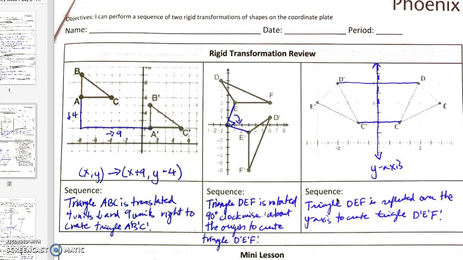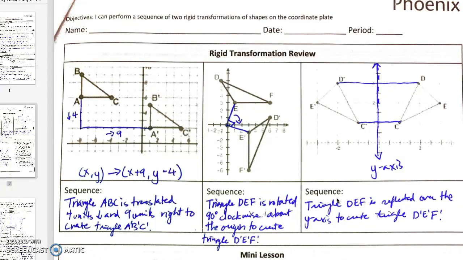And so our criteria for success here are we have our pre-image and post-image, we have our rigid transformation, which is a rotation, we have our degree, which is 90 degrees, we have our direction, in this case it's clockwise, but you would write either clockwise or counterclockwise, and you'd have the point about which your figure is being rotated. In this case, it's rotated about the origin. So altogether, our sequence is triangle DEF is rotated 90 degrees clockwise about the origin to create triangle D prime, E prime, F prime.